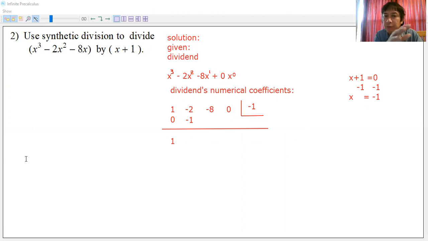So it's a series of add and then multiply and then add and then multiply and then add and then multiply until the final addition, which gives you the remainder. So it's a cycle of add, then multiply, and then add until you reach the final addition. All right. So here you're going to add the -2 and the -1, which will result to a -3 there.